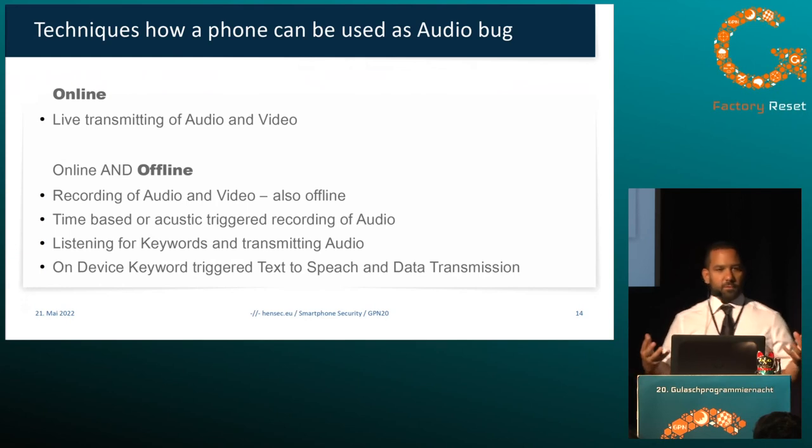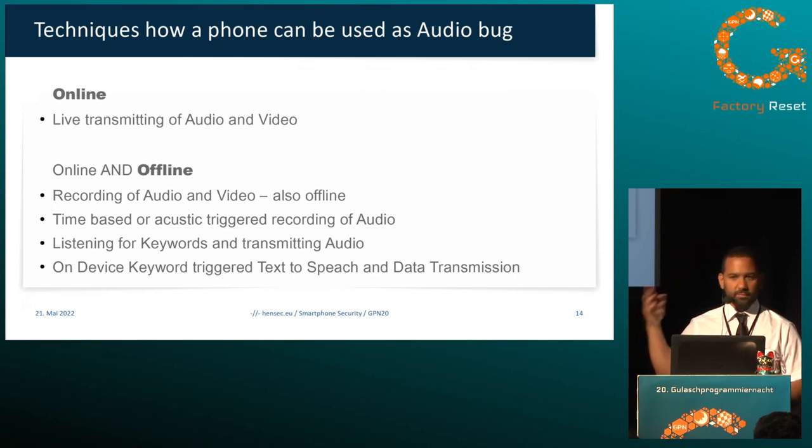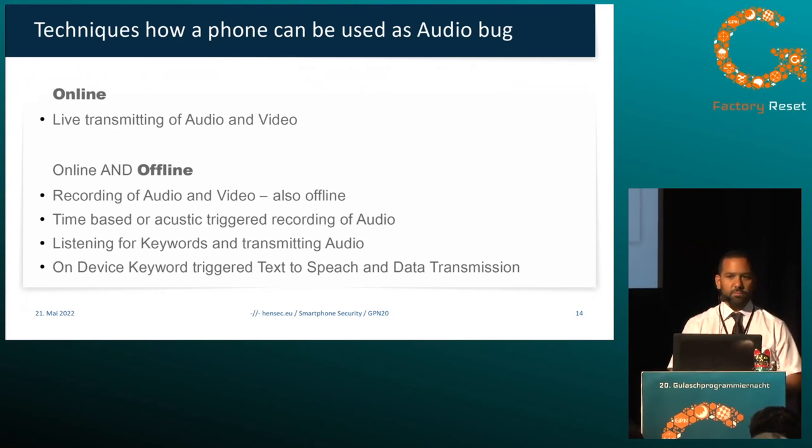How can a phone be used as an audio bug? So we said we don't concentrate on reading messages or reading the emails, because this is always possible. But how is it possible to access the audio from a phone, and by this, the audio of the room? Online, it's possible to have the live transmitting of audio and video. So the attacker is making a connection to the smartphone and is live listening to what is going on in the room. This is possible for cheap apps, or easily compromised smartphones.